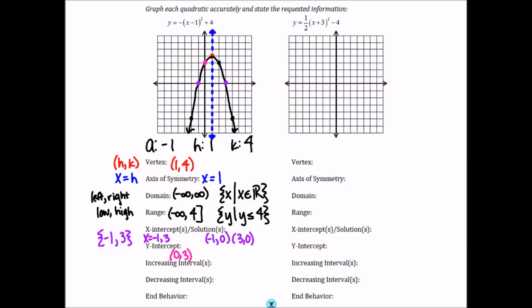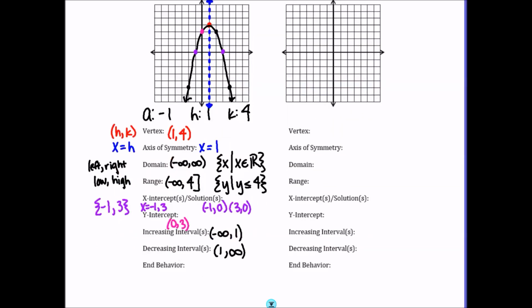Then if we look at increasing and decreasing intervals, remember that for increasing and decreasing intervals, you always start on the left side of the graph and you follow the roller coaster along the graph. So starting on the left, you go up and then you go down. And the vertex is the turning point. Remember that when you write out the increasing and decreasing intervals, you only write the x values. So it is at 1, which is the axis of symmetry, where it changes from increasing to decreasing. And that will always be the case. The axis of symmetry will always be the turning point. So the graph is increasing from negative infinity to 1 and decreasing from 1 to infinity. Last but not least, we have our end behavior.